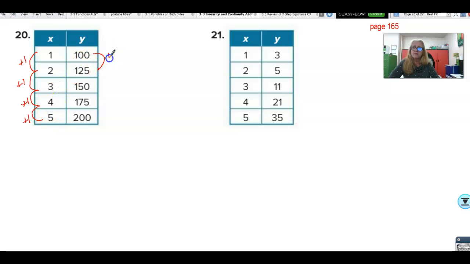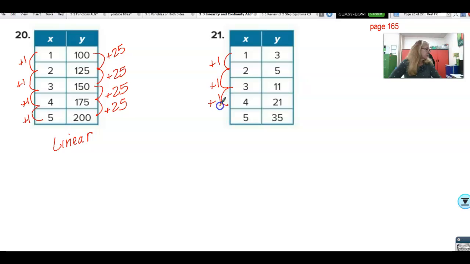From here to here, this is an increase of 25. Increase of 25. Increase of 25. Increase of 25. This one is linear. The rate of change is constant. That makes a straight line. This one, increase by 1, increase by 1, increase by 1.